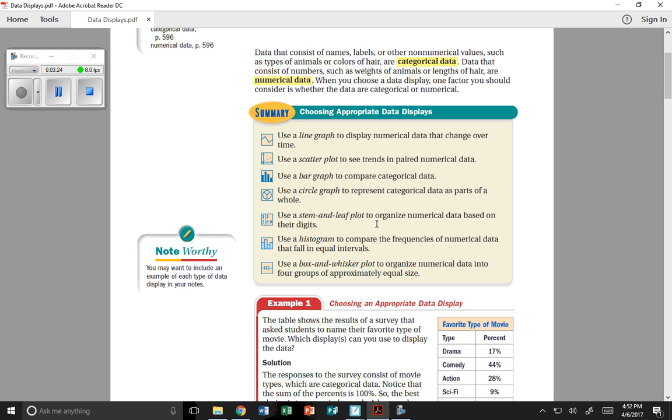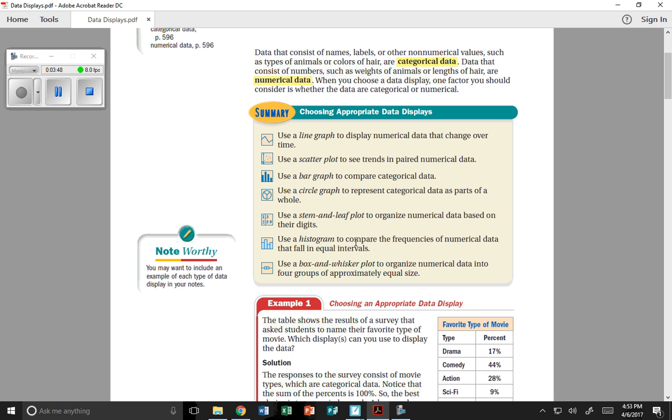A stem and leaf plot. This is really good just based on their digits. If you have a lot of data and you just want to organize it in a specific way, a stem and leaf plot would be good. You don't see that out in the real world as often as you would the first four. These four you're going to see on the news. These three you're going to see more in an educational type situation, okay?